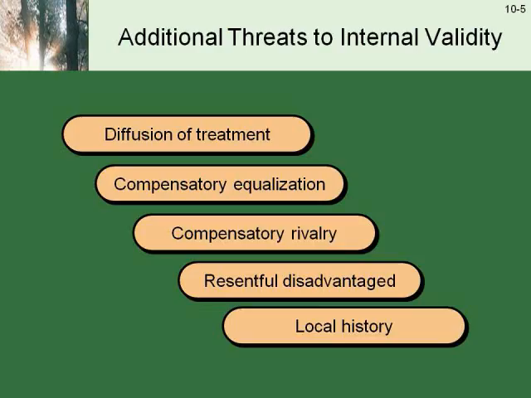5 people fall out of the control group, we try and bring people in. So that's mortality of the experimental groups. Additional threats would be what's called diffusion of treatment, compensatory equalization, compensatory rivalry, resentful disadvantage, and local history. These all have to do with my experiment versus my control groups.